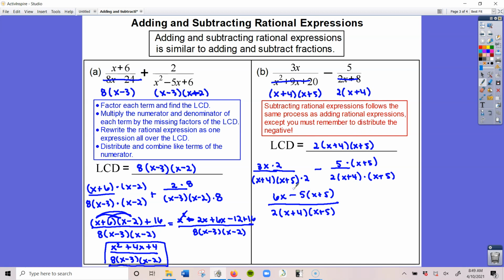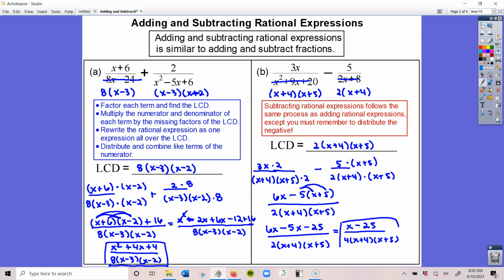So we have, this is negative 5. So I am going to distribute negative 5 to the x plus 5. And that would give me 6x minus 5x minus 25 over 2 times x plus 4 times x plus 5. And now, of course, in the numerator, you want to make sure that you combine like terms, which we only have to combine the 6x and the negative 5x, which gives you x minus 25 all over 2 times x plus 4 times x plus 5. And this would be my answer.